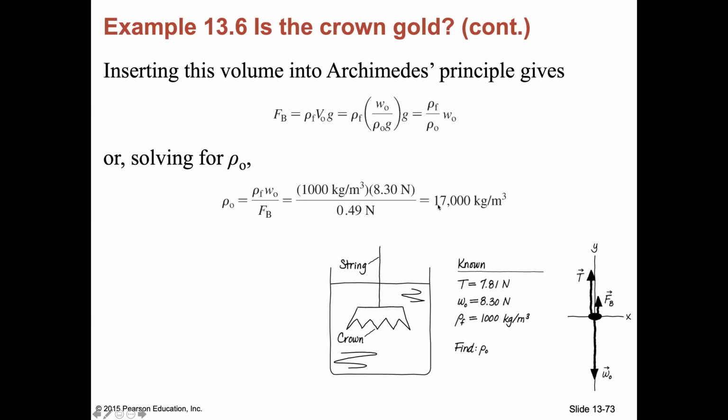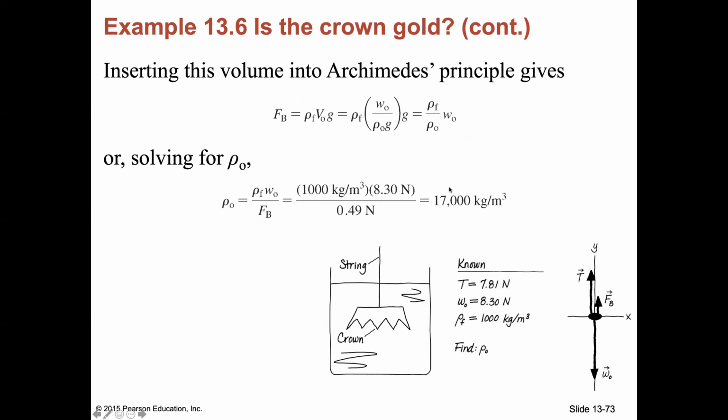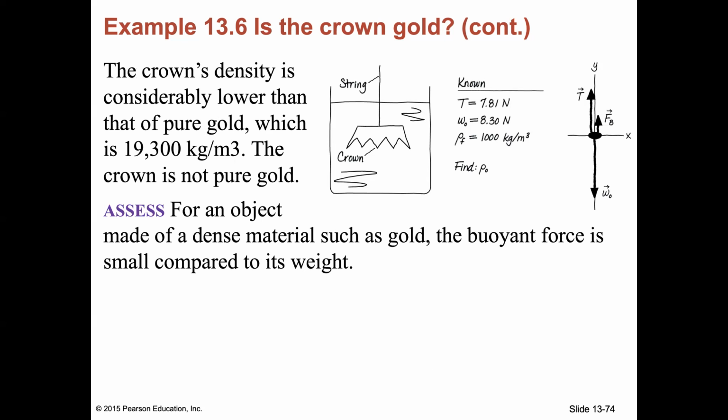It's a little bit lighter than pure gold. For pure gold, if I remember correctly, it's 19,000. But the crown is 17,000. That means the density is lighter, which means there's some mixture of some lighter metal in the crown. So it's not pure gold. Okay, so this is the way of using the buoyant force equation.